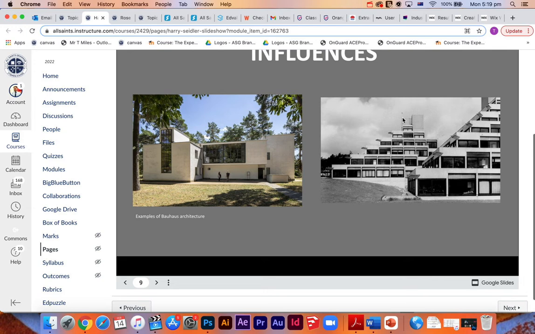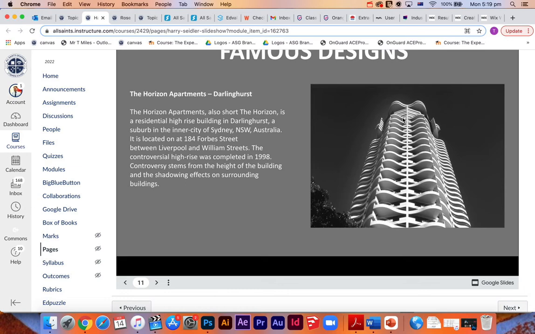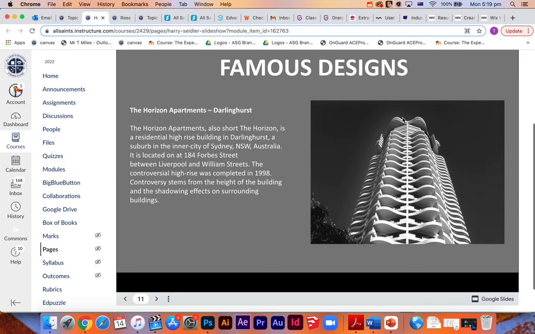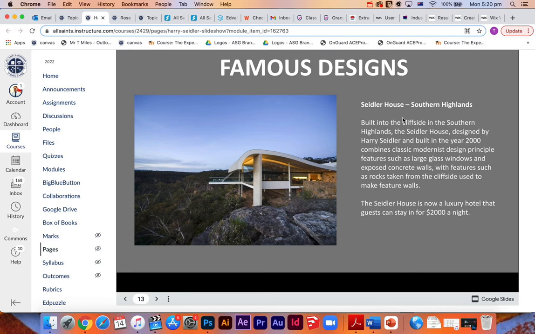So here's just some more examples of Bauhaus architecture, and you can see the connection to the Rose Seidler house and the inclusion of modernist architectural principles there. So the Rose Seidler house in Wahroonga, and these are some of the designs that Harry Seidler made in Sydney. The Rose Seidler house, which we looked at and which you're going to be focusing on for this task. The Horizon Apartments in Darlinghurst, near William Street, near the big Coca-Cola sign, near King's Cross. You'll see these. The Williamson or Igloo house in Mosman. And the Seidler house in Southern Highlands, which is a really impressive place that you can book out for a lot of money if you have it.